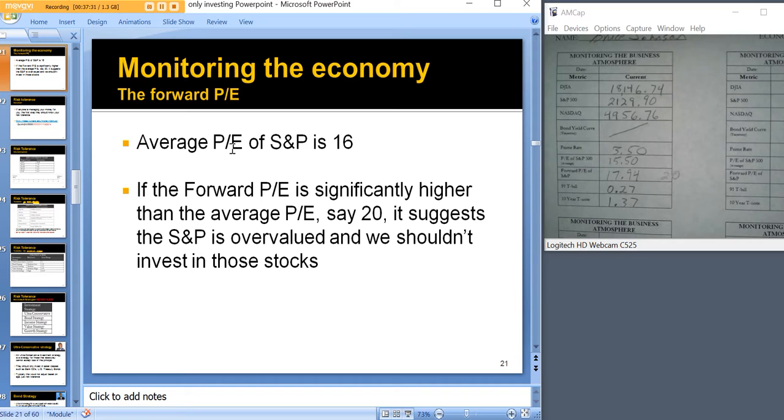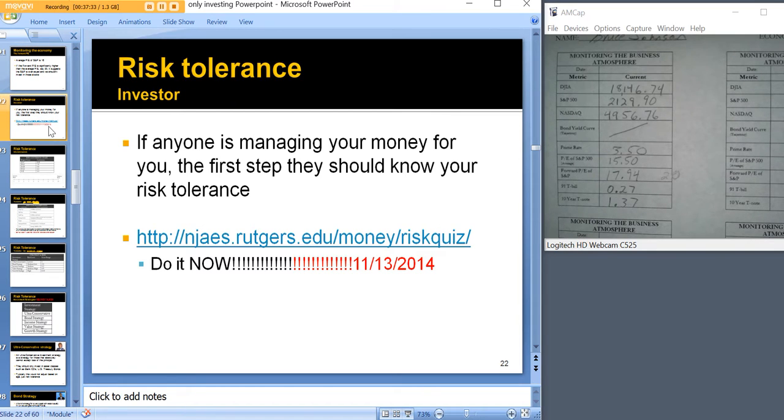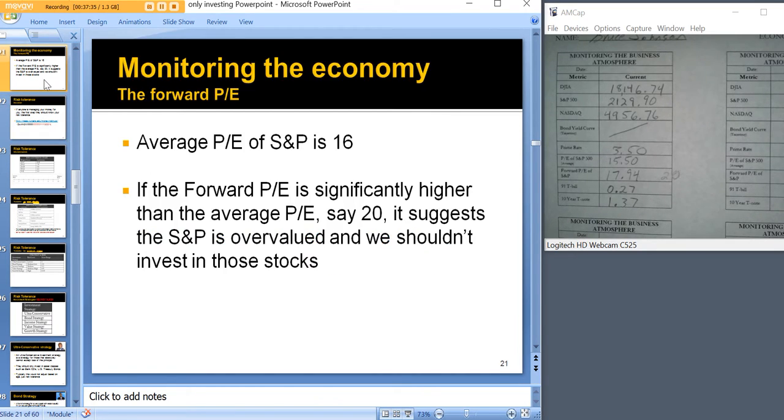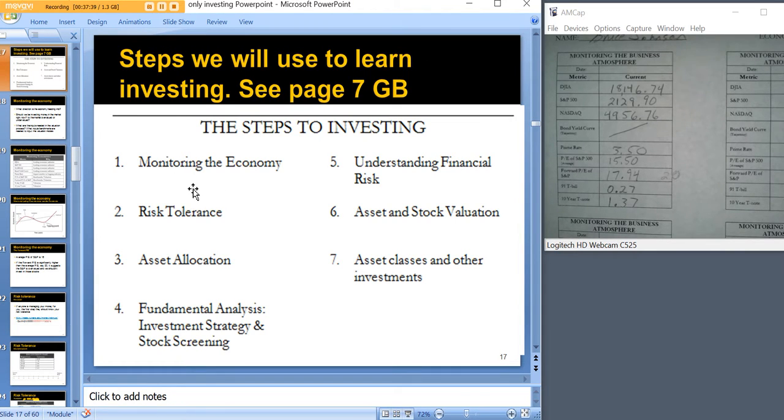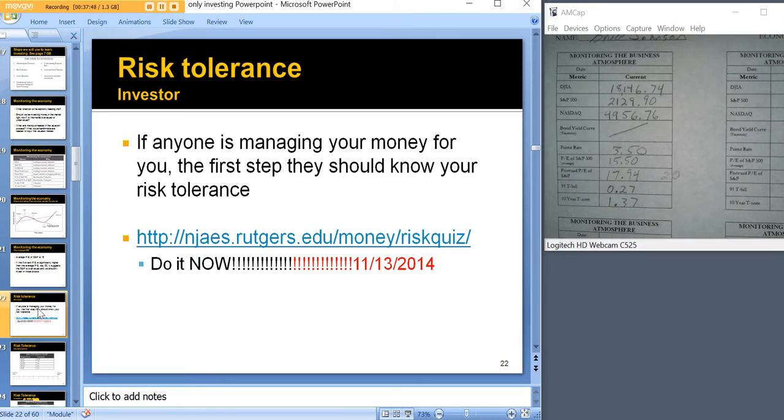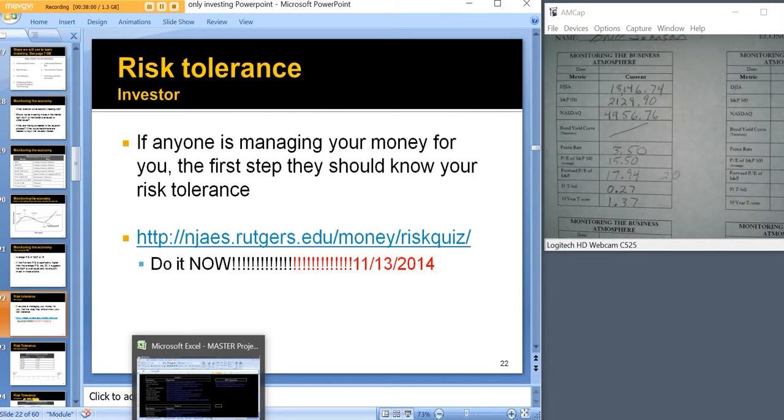Okay, so we've talked about the average P/E. The next thing we need to do, I'm going to go back up here and show you what we just did. We just did step 1, monitoring the economy. Step 2 here, we need to find our risk tolerance or our risk appetite. So we're going to go to NJAES at Rutgers University, and I want all of you to go ahead right now and do this risk assessment.